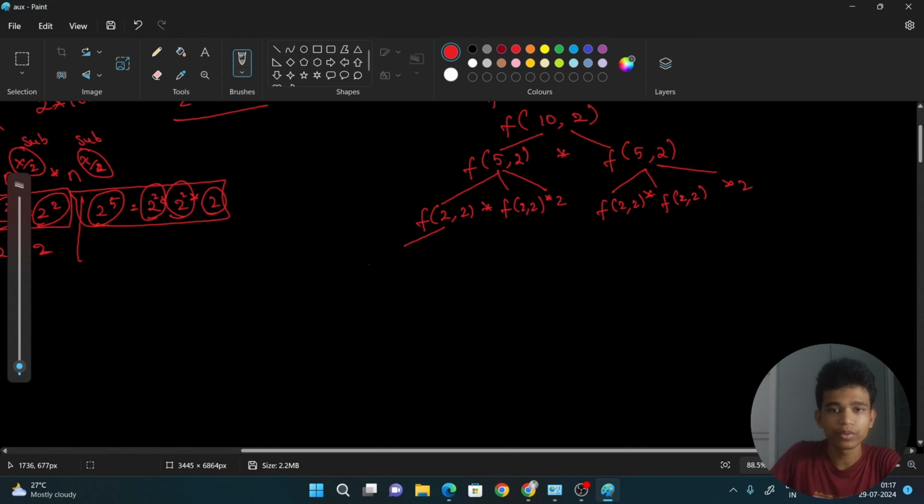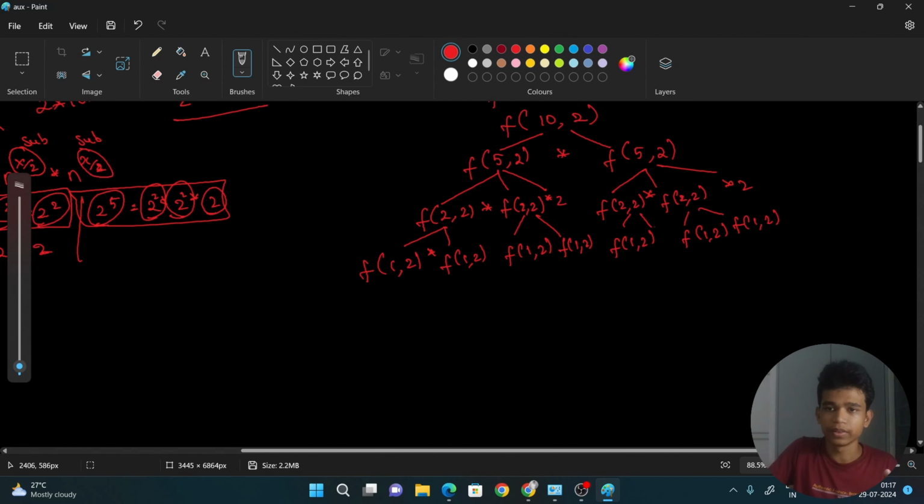Now again, 2 can be written as what? 2 by 2. Can you understand? We are reducing into half, and then again reduce this also into half. Here also the same. Since it is even, we don't want to multiply with x. Here also the same.